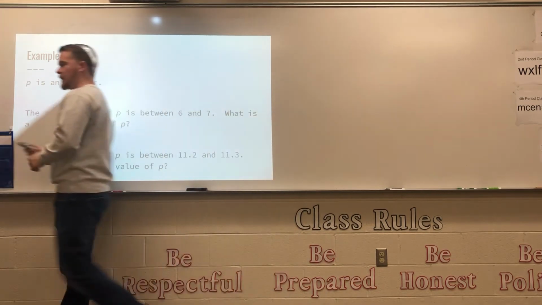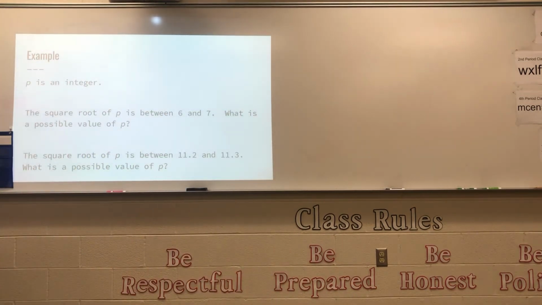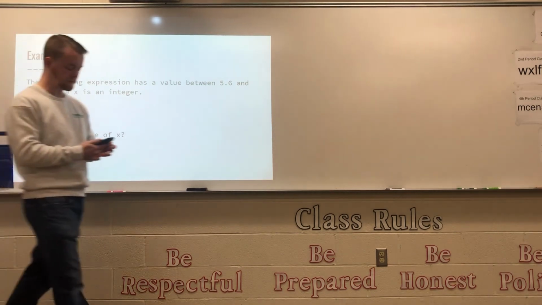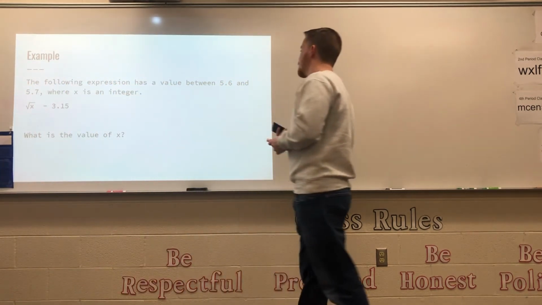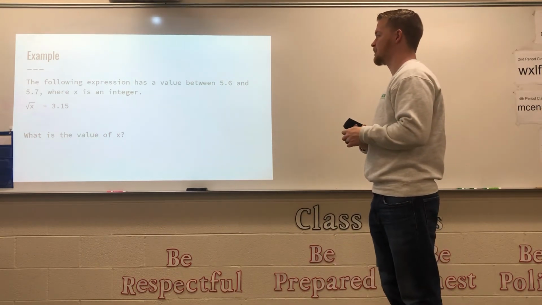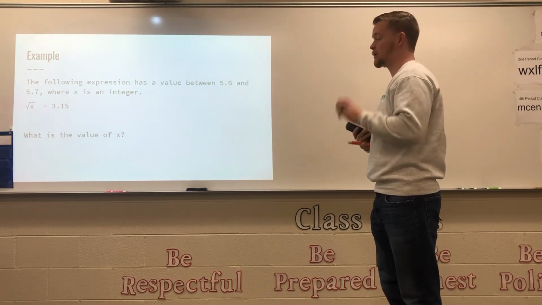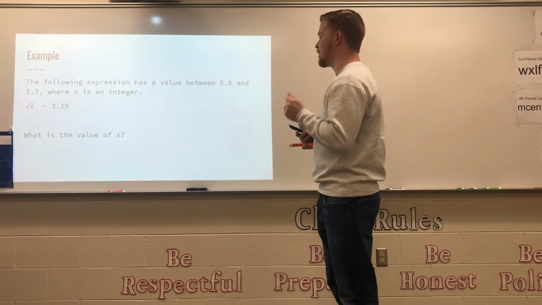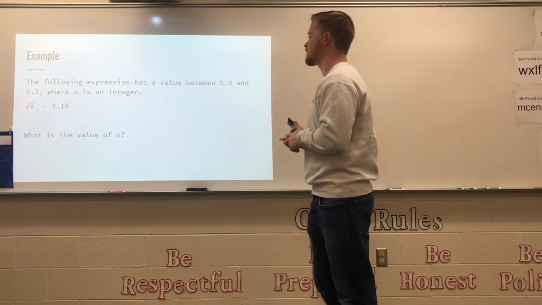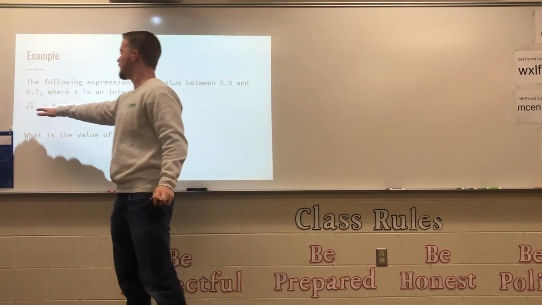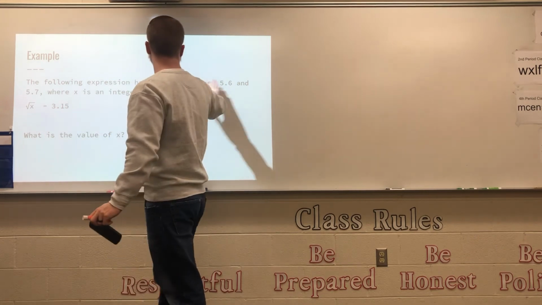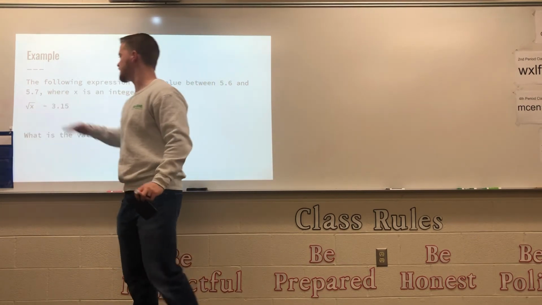All right, let's look at another type of problem they might give you. It says the following has a value between 5.6 and 5.7, the following expression, where x is an integer. So again, x has to be a whole number. It wants to know what is the value of x. So we're taking the square root of a number and subtracting off 3.5. And we want our final answer to be between 5.6 and 5.7.